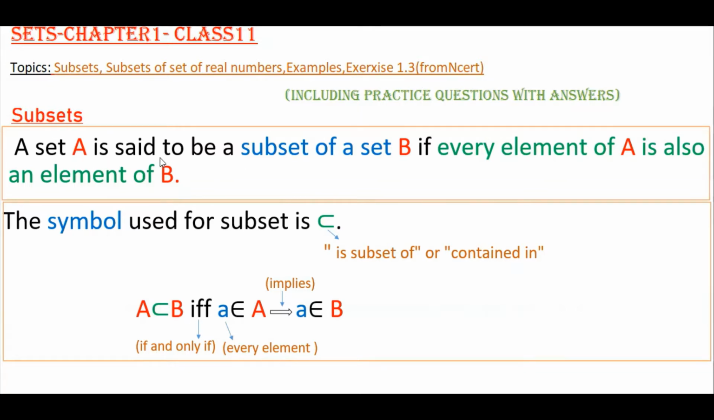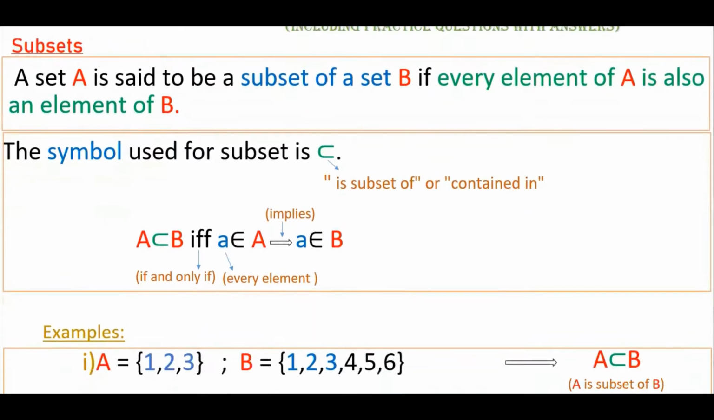A set A is said to be a subset of a set B if every element of A is also an element of B. The subset is denoted by this symbol, meaning "is a subset of" or "contained in". If you see the examples, you will understand. See here, A is equal to {1, 2, 3} and B is equal to {1, 2, 3, 4, 5, 6}. All the elements of A are also elements of B. So here A is a subset of B.